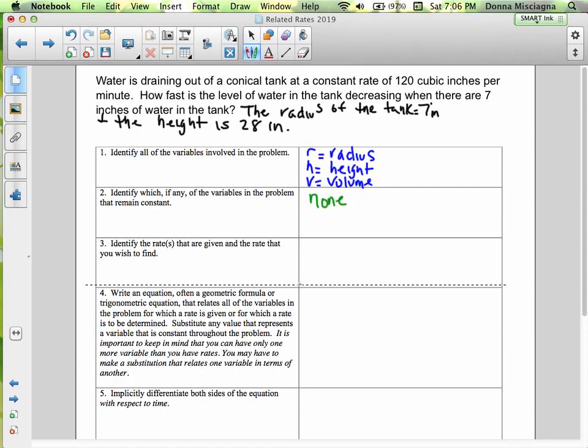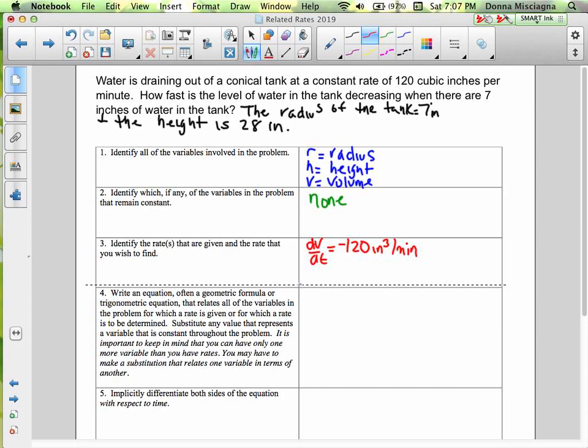Let's identify the rates we know and the rates we wish to find. We're given dV/dt because it says that the water is draining out of a conical tank. So that would be 120 inches cubed per minute. And since the water is draining, our derivative is negative. We are looking for dH/dt, which means we need to rewrite the radius in terms of height. Otherwise we would have too many variables and not enough rates.